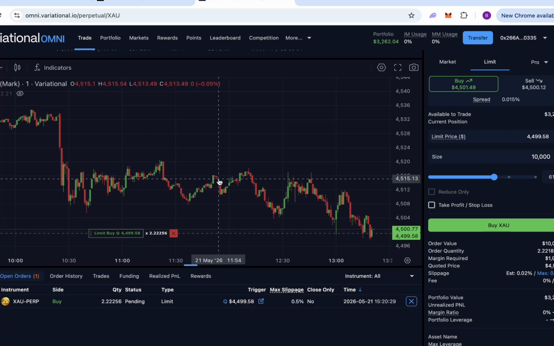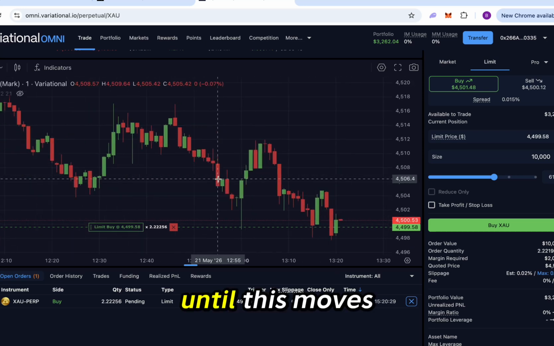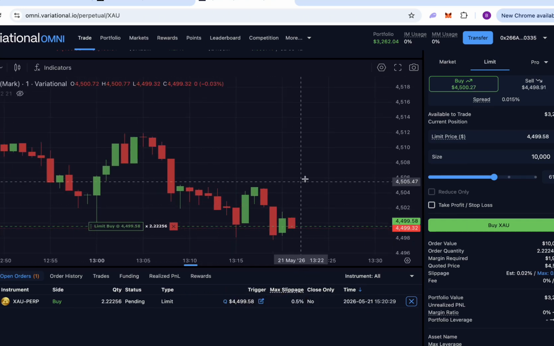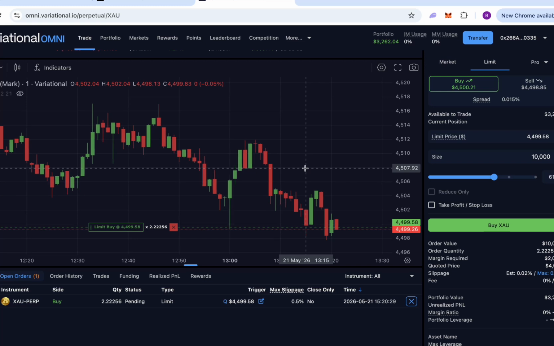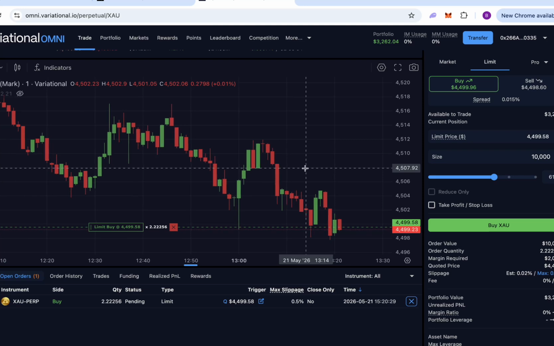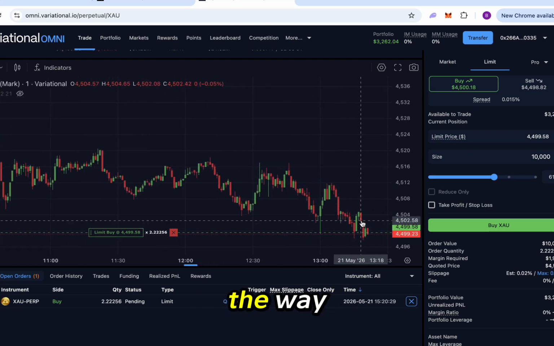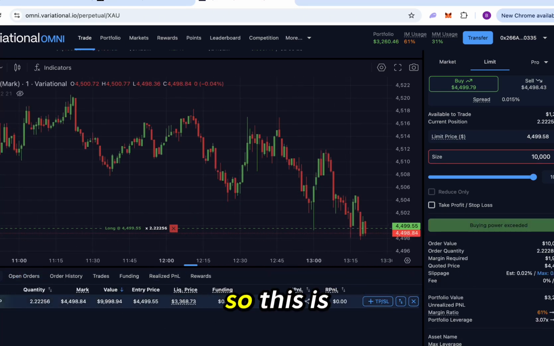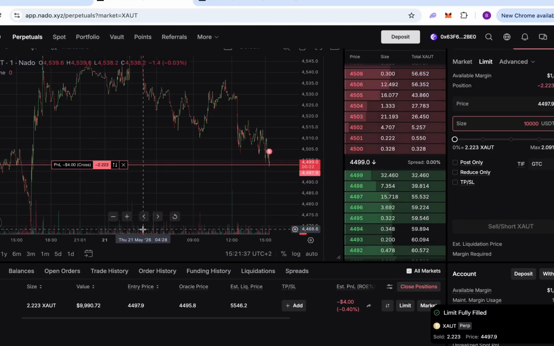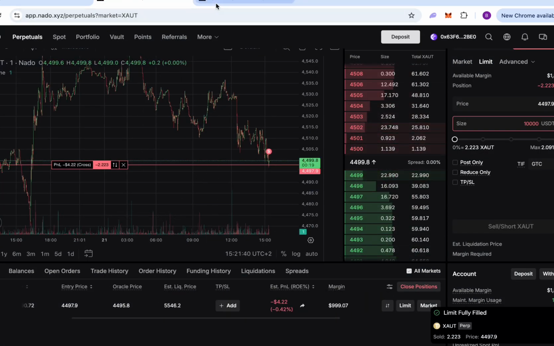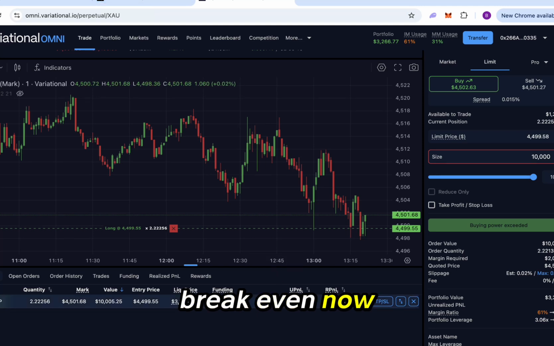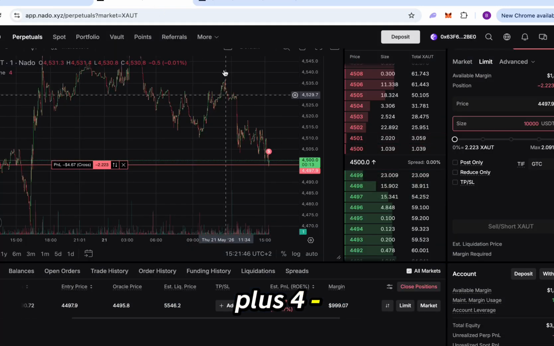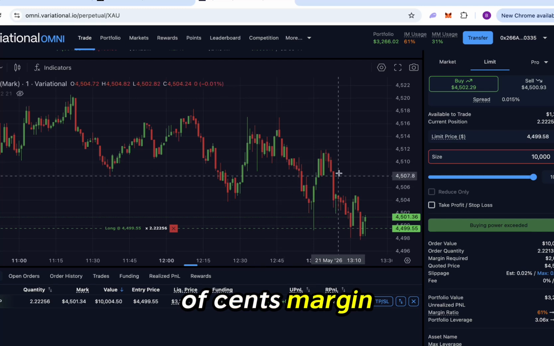So let's just wait until this moves a bit. Let's see if it's filling. Nice order, by the way. Okay, it's filled. So this is at $1 drawdown. This is at $4 drawdown. Oh, this is break even now. +4, -4. So a couple of cents margin. But this is my position now.